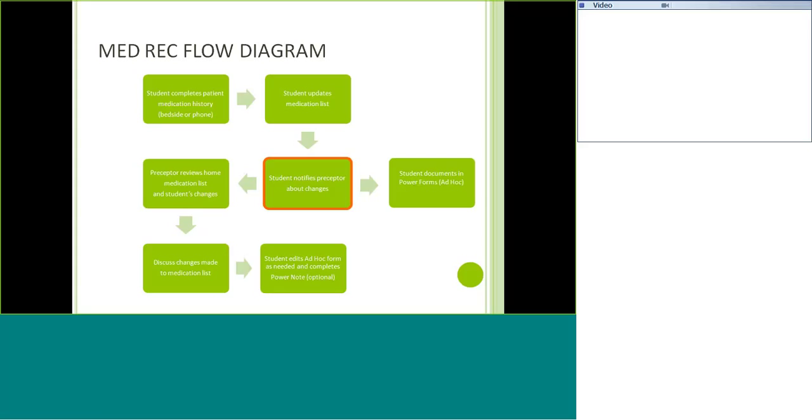During that time, the student will document the intervention in the Power Forms ad hoc section. The preceptor promptly reviews the medication list changes. They can then discuss the teaching opportunities of those changes and get any clarifications if needed. From there, the student can contact the primary team for any interventions found in discrepancies from the medication history. And at the preceptor's request, they can complete a power note.